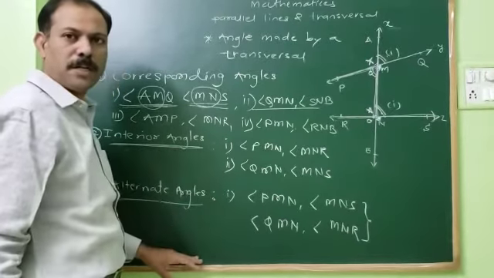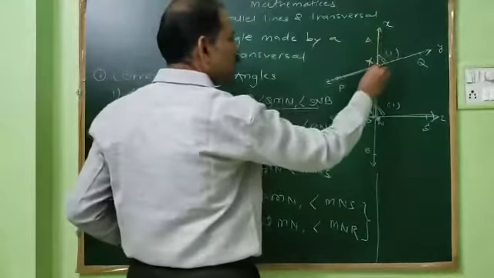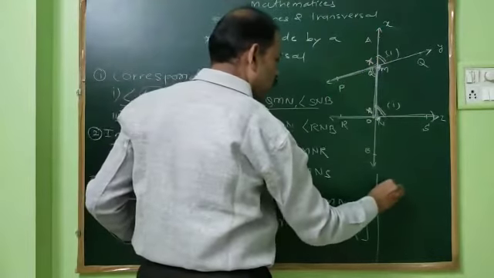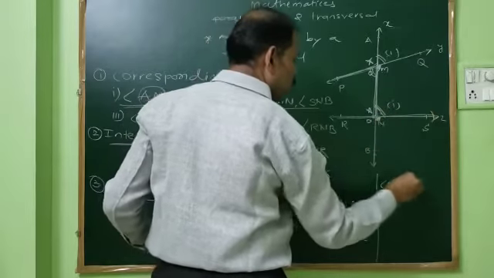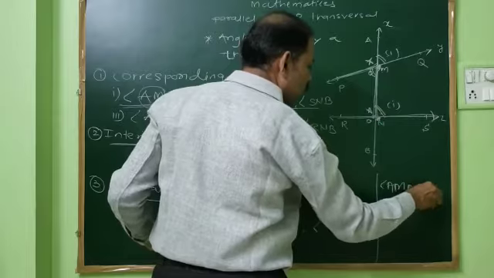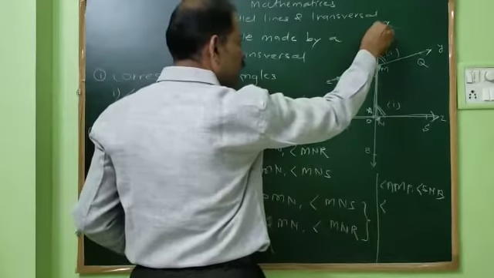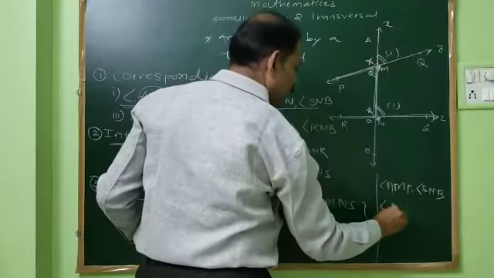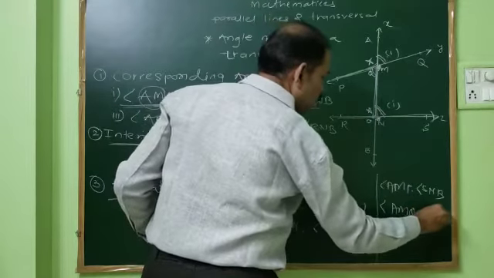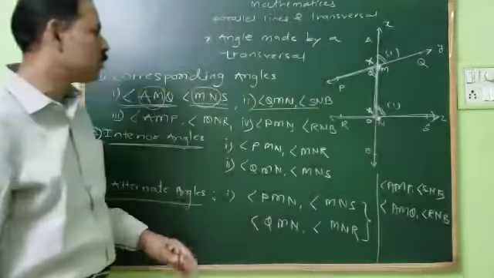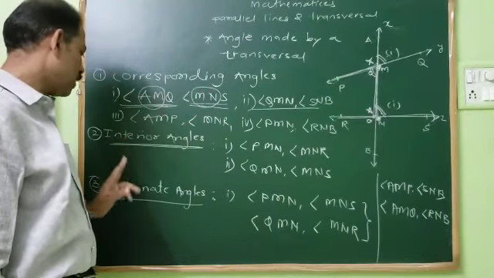These are the two interior pairs of alternate angles, and the exterior pairs of alternate angles are angle AMP and SNB, and the second is AMQ and its pair is RNB. So dear students, today we learned the pair of angles concept: corresponding angles, interior angles and alternate angles.